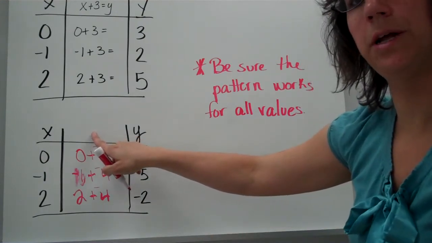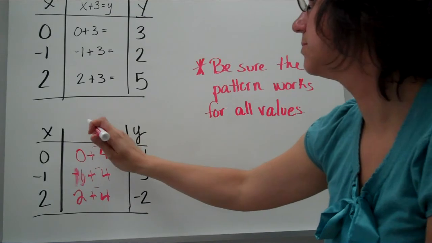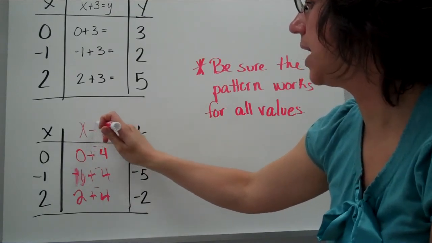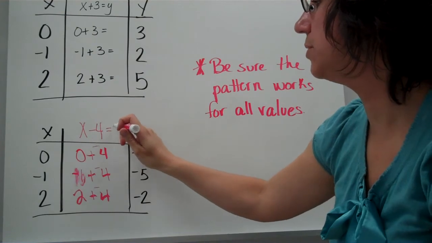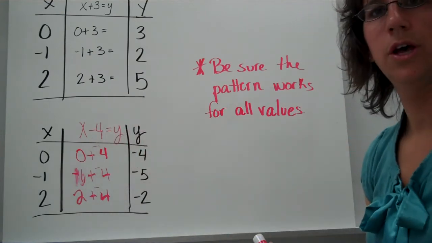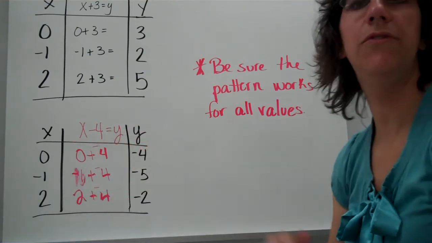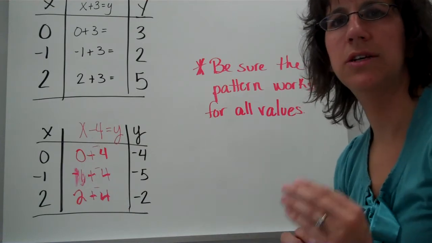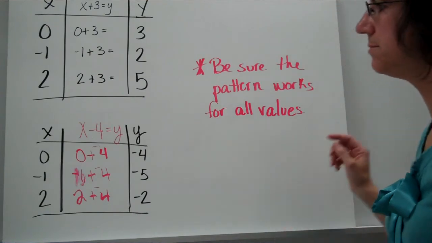So let's write our equation up at top. What is the function? What are you going to do to the x? You're going to take the x and minus 4, and that will give you the y value. You should be able to look at a function table and figure out the pattern. Some are more complex than others. For the most part, we're going to stick to 1- and 2-step functions.